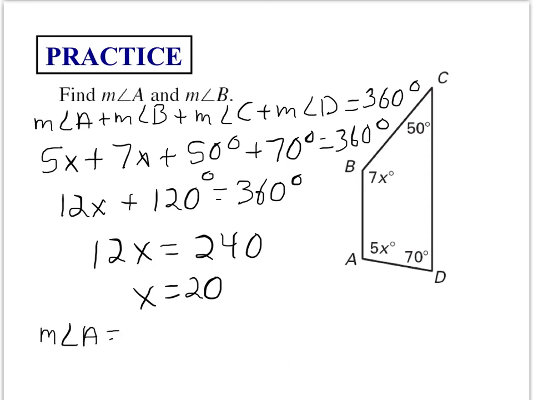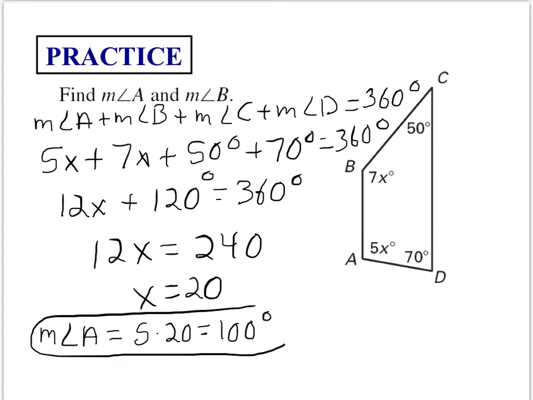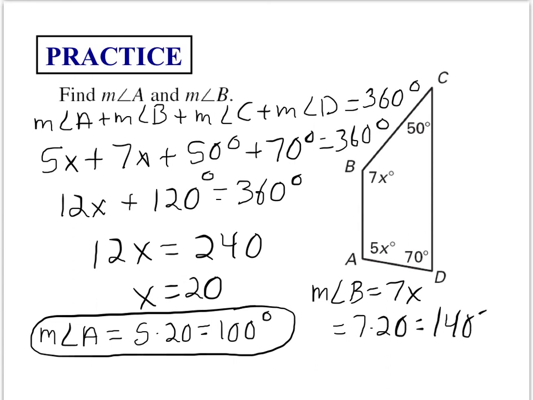So the measure of angle A is represented as 5x. So we do 5 times 20, and we get 100 degrees. And we have to find the measure of angle B as well, which is represented as 7x. So we do 7 times 20, we get 140 degrees. And we can always check our answers because 100 plus 140 gives us 240, and 240 plus 50 and 70 will be 360.